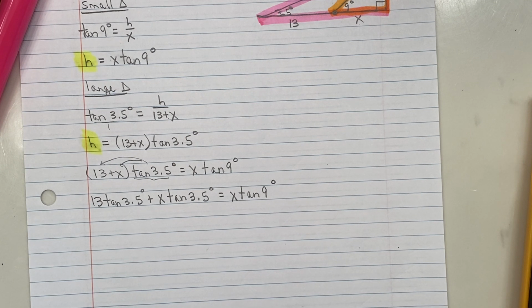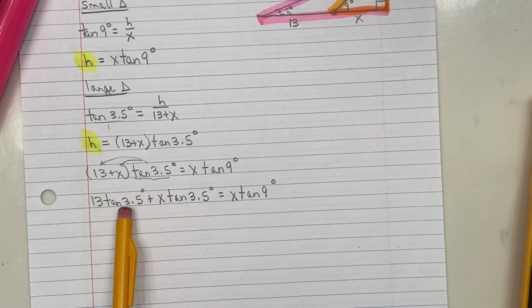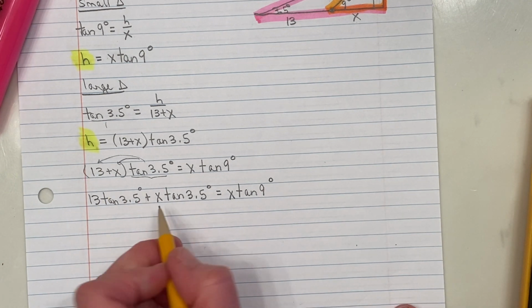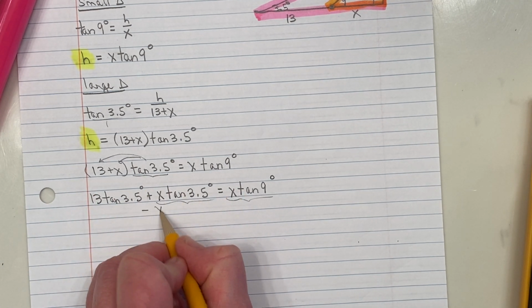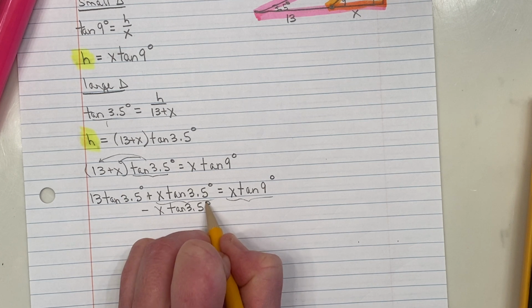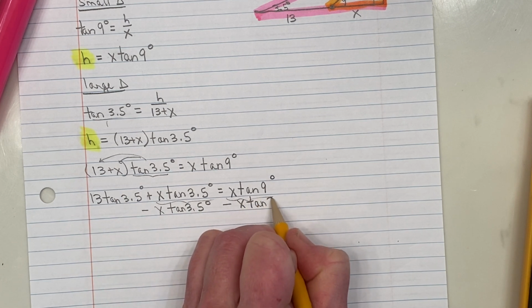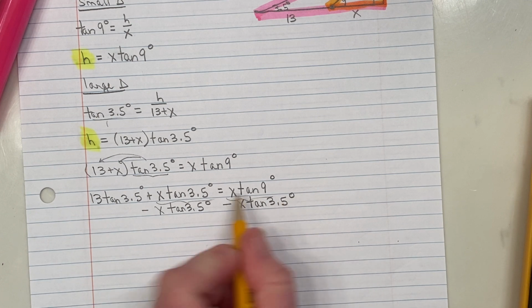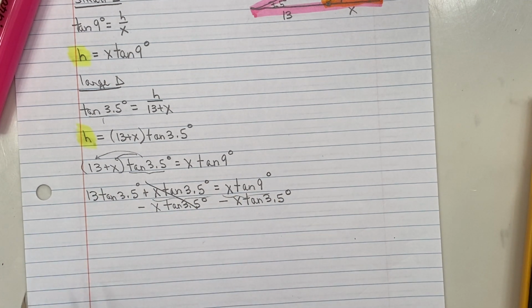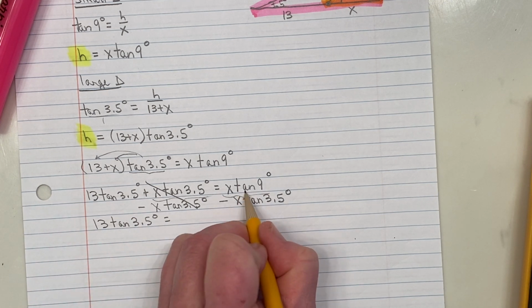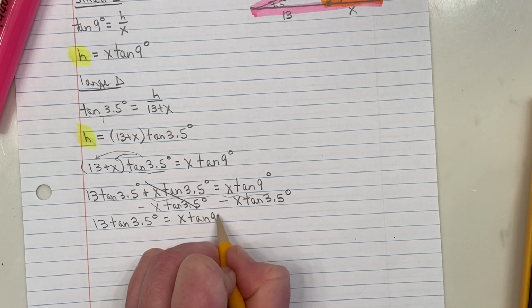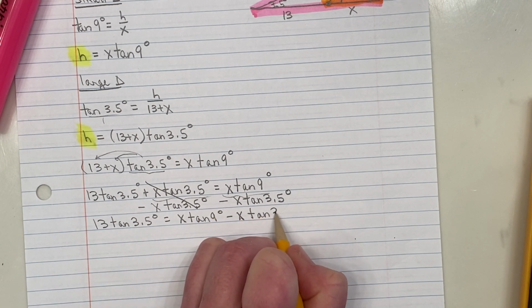Very weird looking, but we know that this is just a number. I can put this in my calculator and get a number for this. Notice that this term and this term both have a common factor of x. So what I want to do is get both the x terms on one side of the equation. So I think I'm going to subtract this term here to both sides of the equation. You want to get the x's together because we're about to factor out the x. So those will cancel, or yeah, add to 0. So we've got 13 tangent 3.5 degrees equals x times tangent of 9 degrees minus x times tangent of 3.5 degrees.